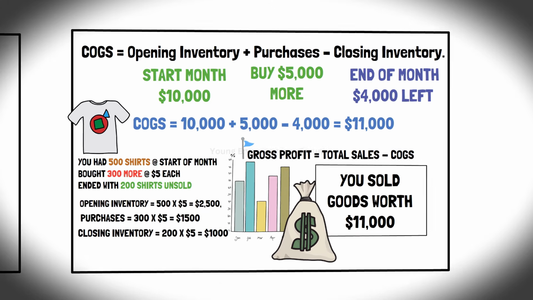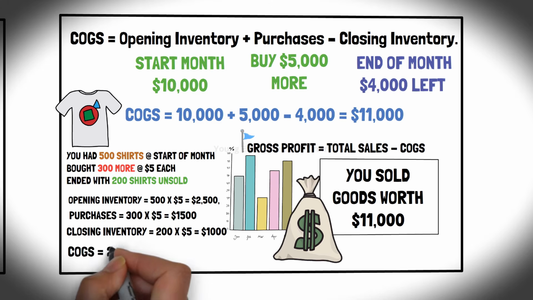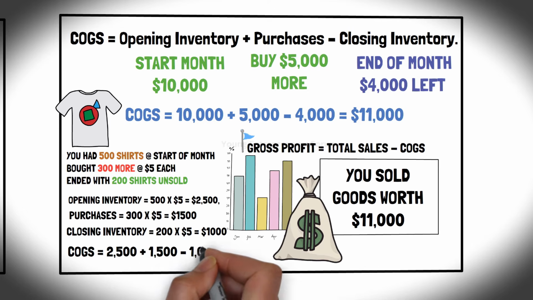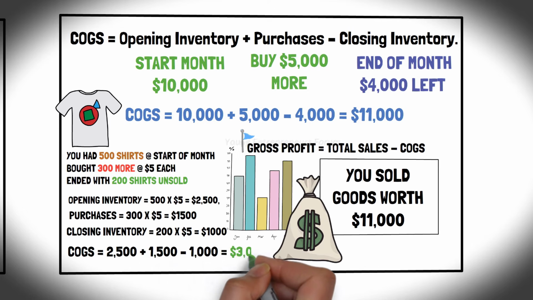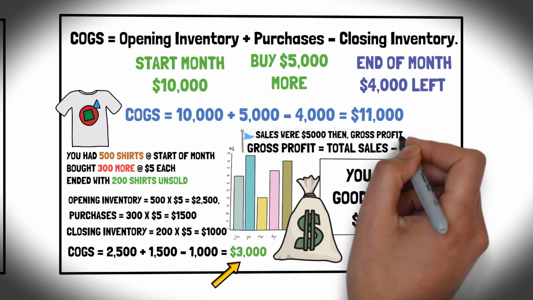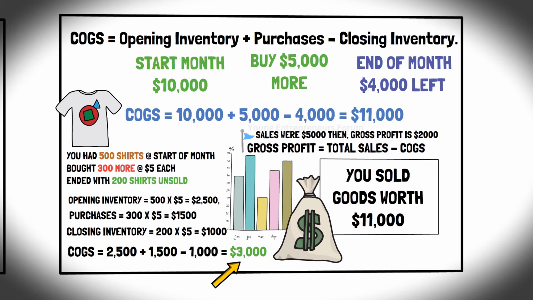Using our formula, COGS equals 2,500 plus 1,500 minus 1,000 equals $3,000. This means it cost you $3,000 to sell those t-shirts. Now, if your sales were $5,000, your gross profit is $2,000. That's how you know whether your business model truly works.